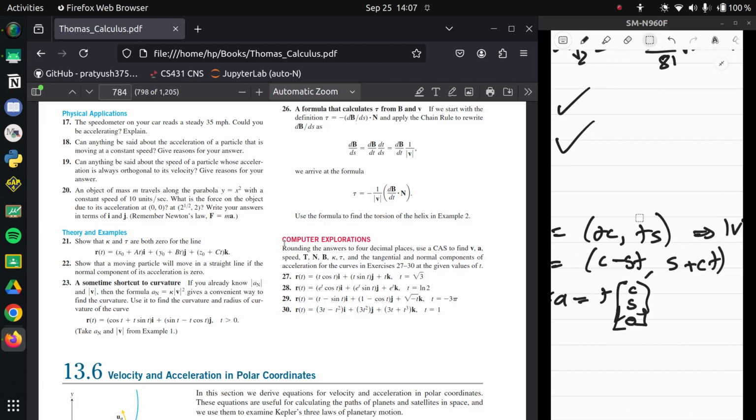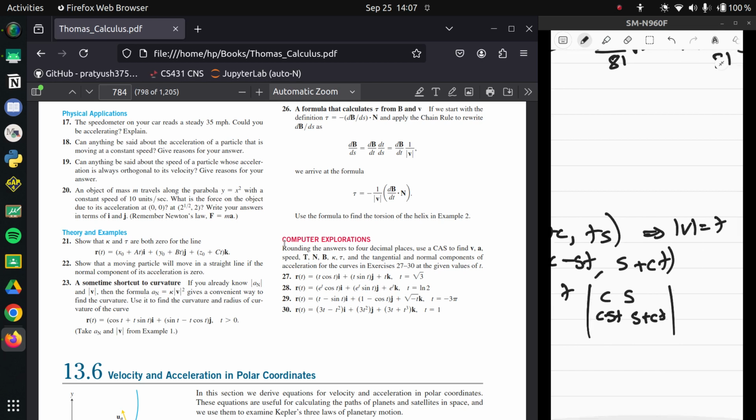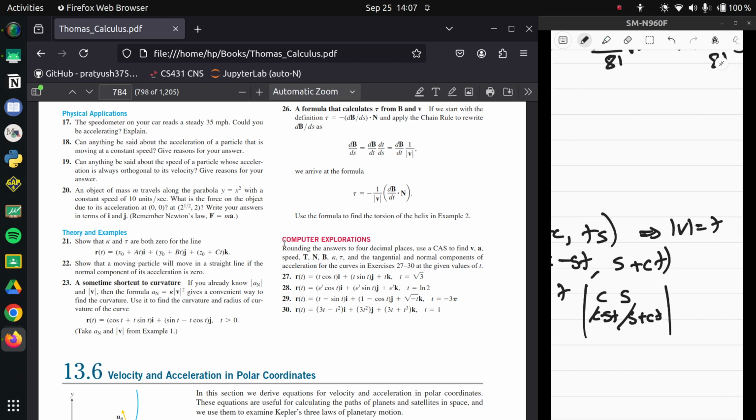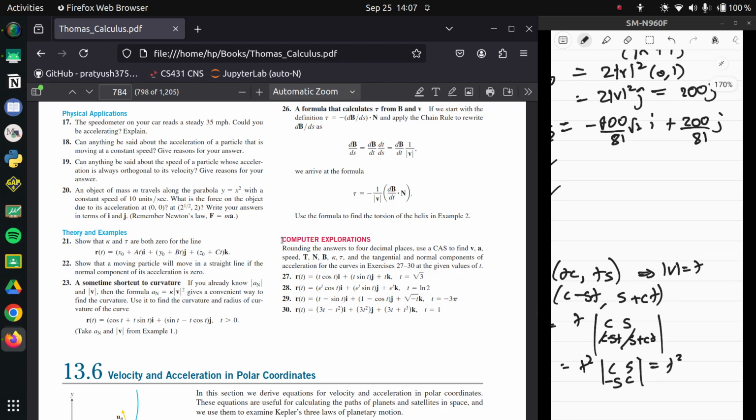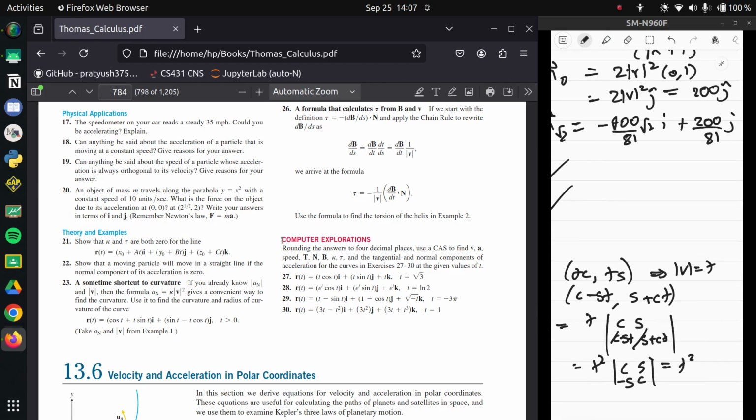It's just a determinant, isn't it? Yeah, it sure is. So it's just t and then this determinant, c minus s t, s t plus c t. Just like every other determinant, you can cancel this stuff out. Yes, so this becomes t squared times (c s minus s c), and that is a rotation matrix. So it's just t squared. Okay, cool. Yeah, so that's what v cross a is, the magnitude at least.